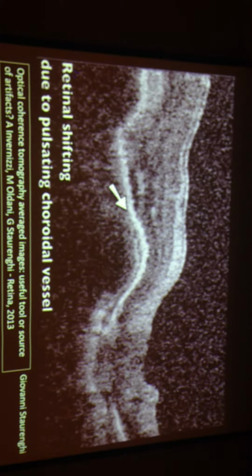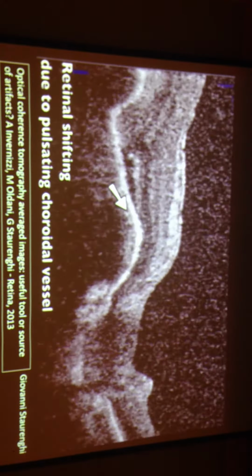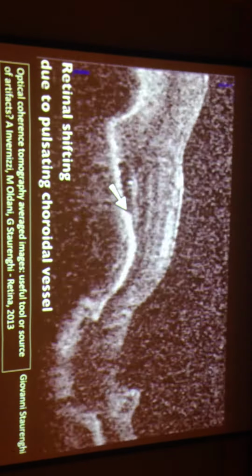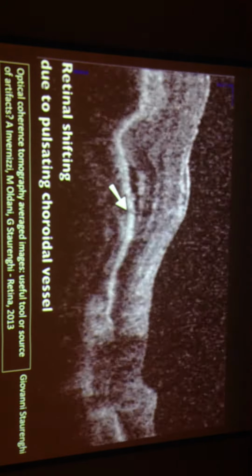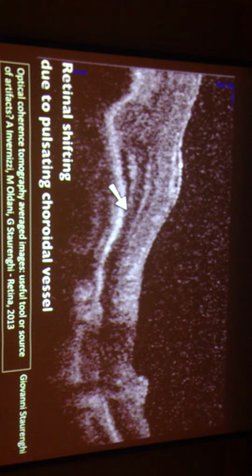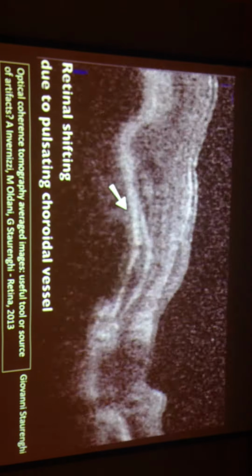And this is another video that I wanted to show you. This video was taken by Giovanni, and it shows how the retina is shifting due to the pulsating choroidal vessel. So you can imagine with many years of such mechanical stress on the RPE, it might be plausible that that would bring about RPE changes and atrophy.